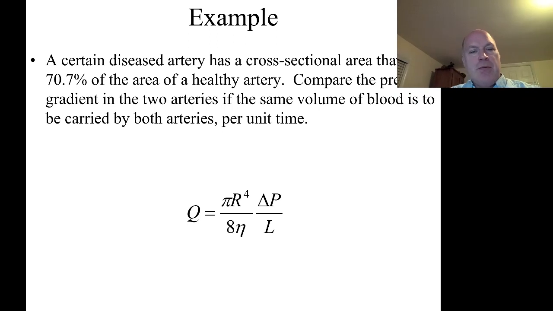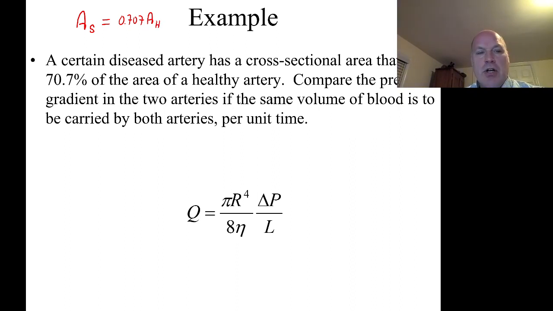Okay, so the first thing we notice is we're going to have a healthy versus an unhealthy artery. And they're saying the cross-sectional area is different by a ratio of 70.7%. So first thing I might want to write is area healthy is going to be equal to, no, not the area healthy. It's going to be area of the sick one. I'm going to call it sick, S, is going to be equal to 0.707 the area of the healthy one.